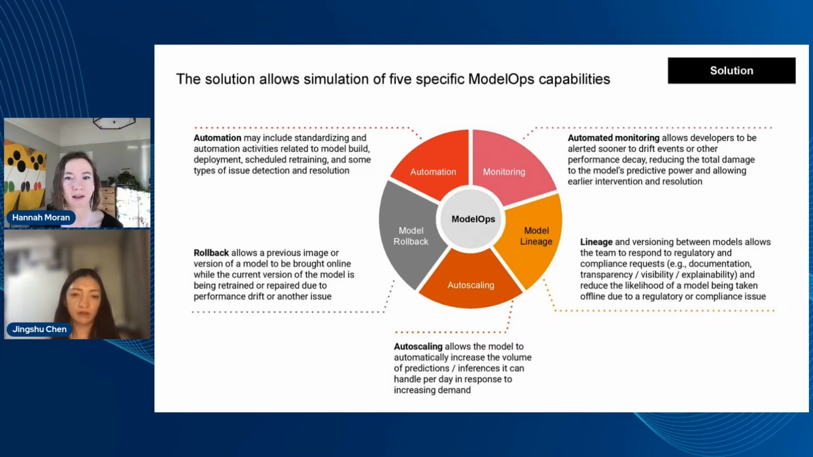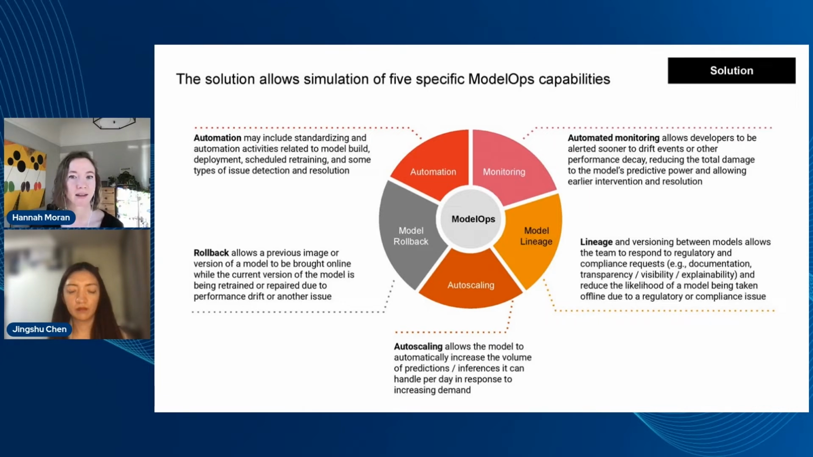Automated monitoring is also a very valuable capability that we could implement as part of ModelOps. This is allowing the developers to monitor the performance of the models constantly. So when a drift event starts to occur, or if there's some other kind of performance decay, we can know about it quicker and we can intervene more quickly. And that allows us to keep the model's predictive power high and reduce all those potential snowballing effects of people wanting to use the model less, of the value per prediction falling, et cetera.